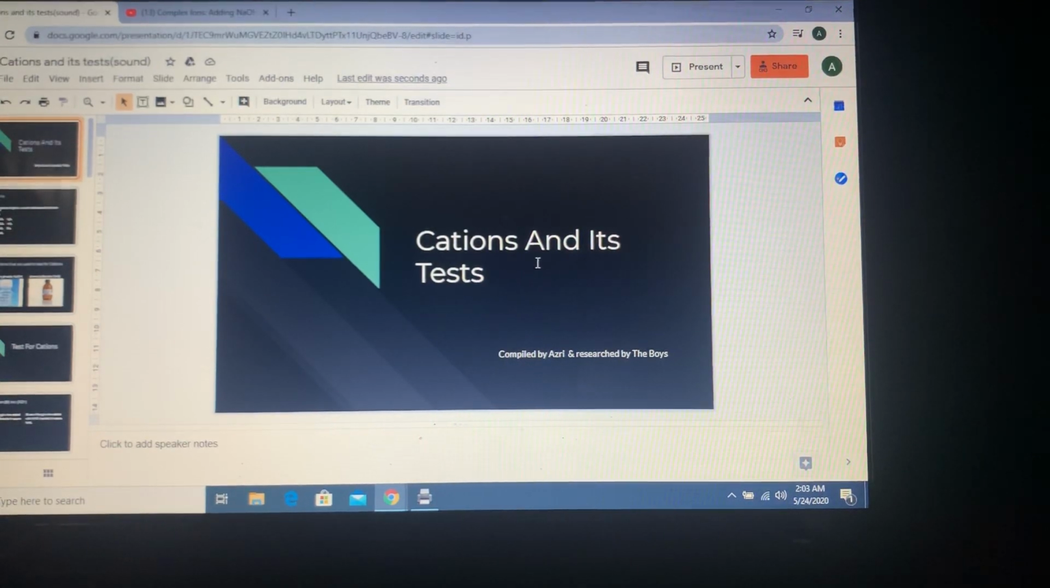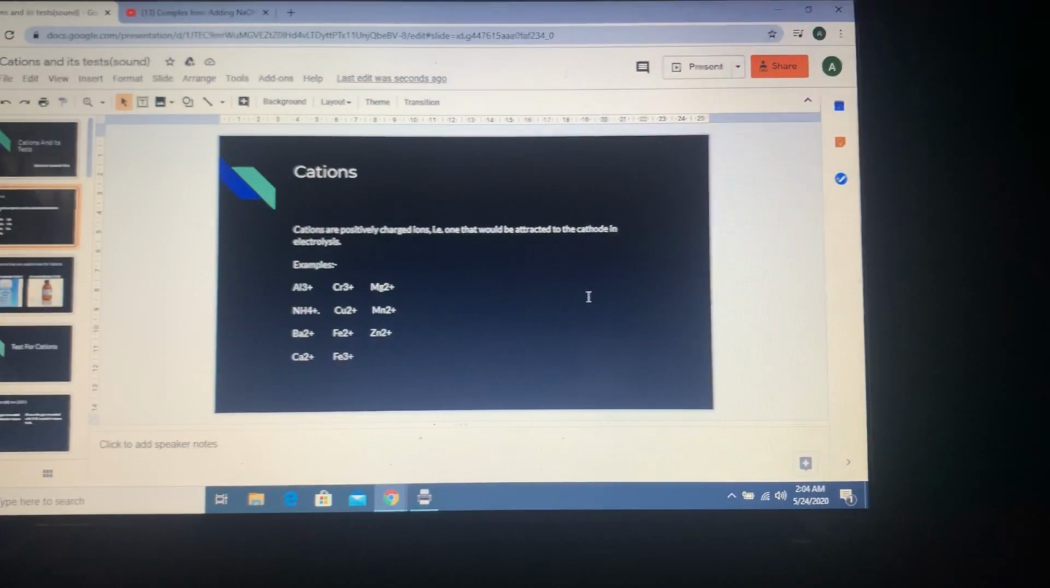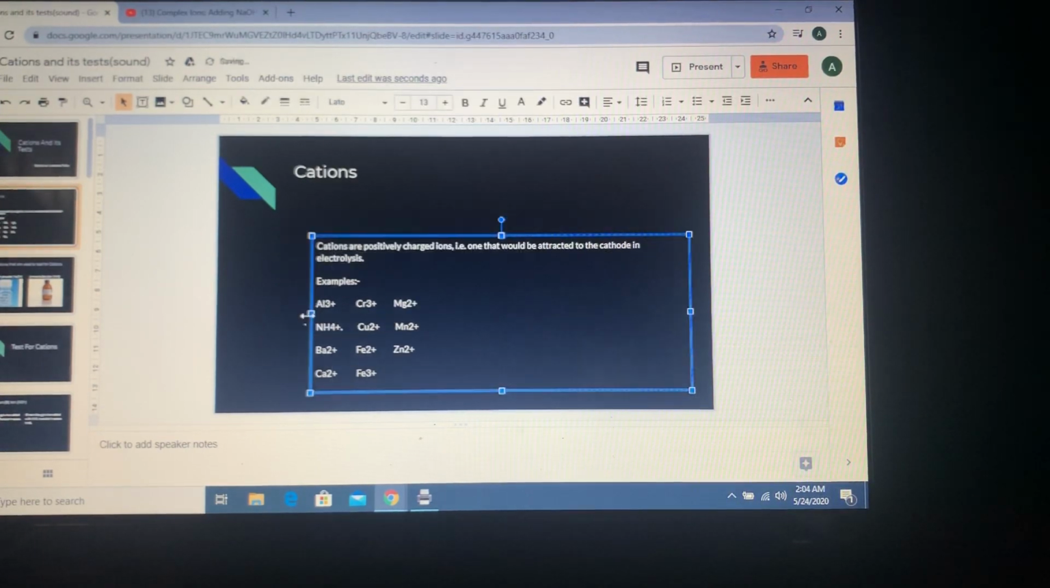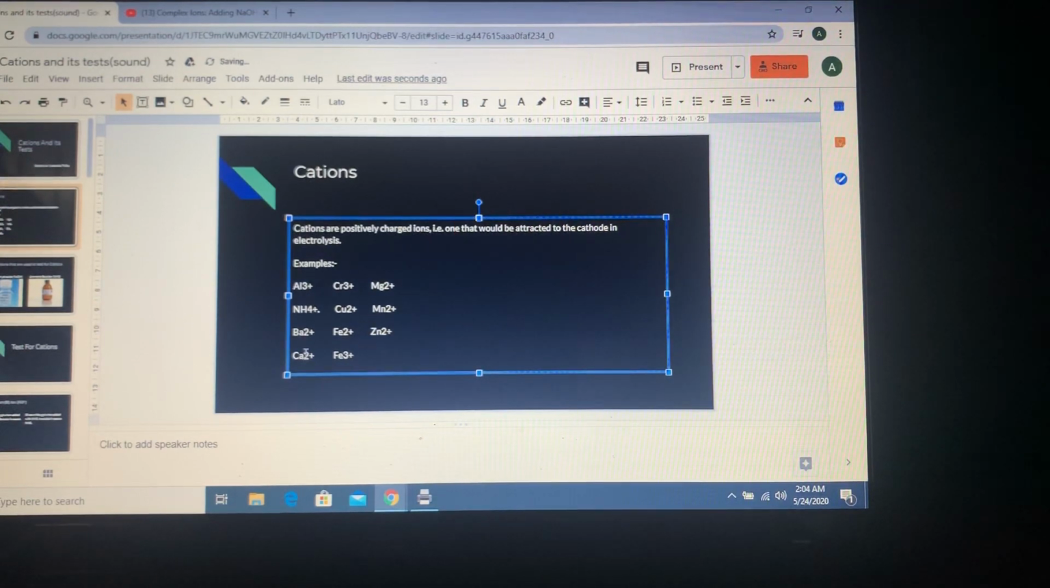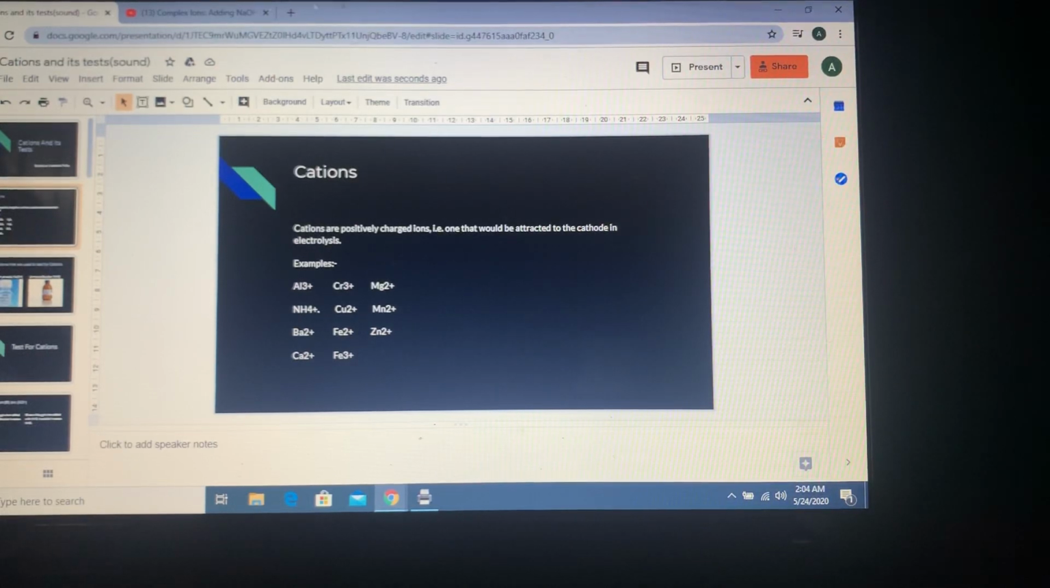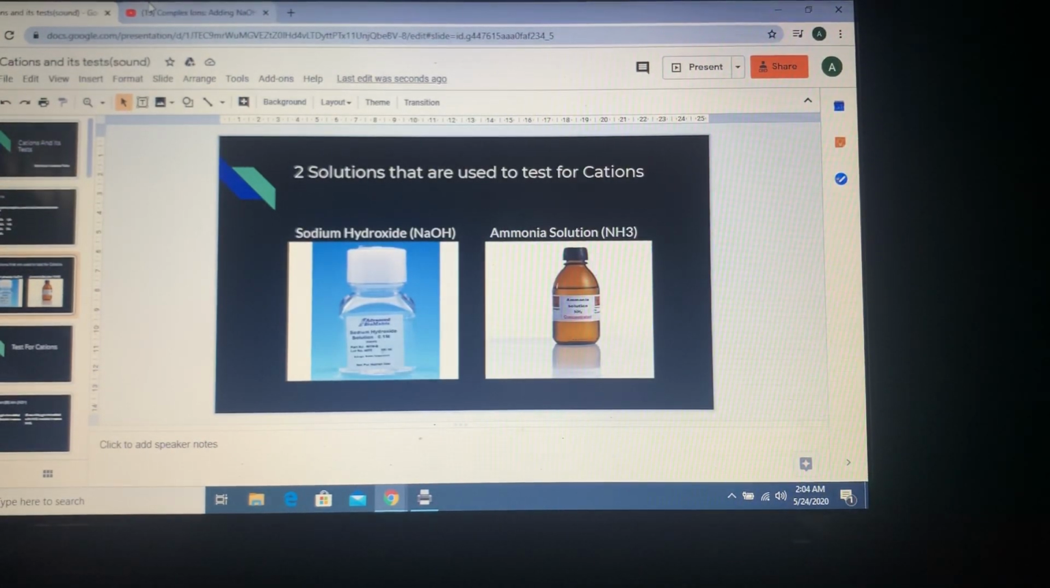In this video, we'll be looking at how to identify what cations are present by doing different experiments. Cations are positively charged ions, ones that would be attracted to the cathode in electrolysis. Examples would be Al3+, NH4+, Ba2+, Ca2+, Cr3+, Mg2+, Mn2+, Zn2+. The two solutions that are used to test for cations are sodium hydroxide and also ammonia solution, NH3.